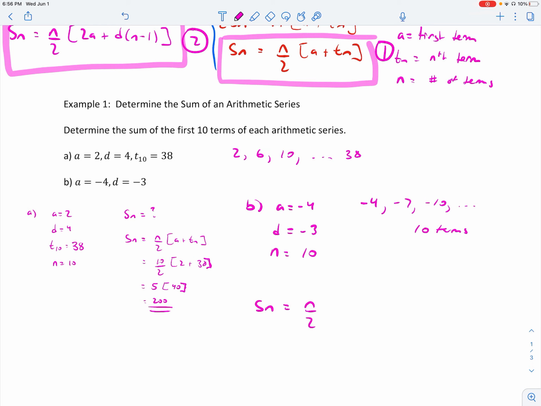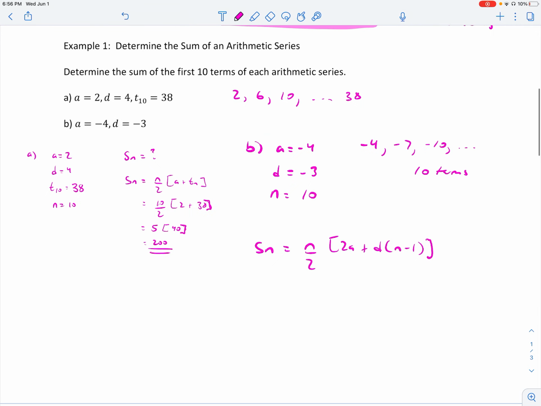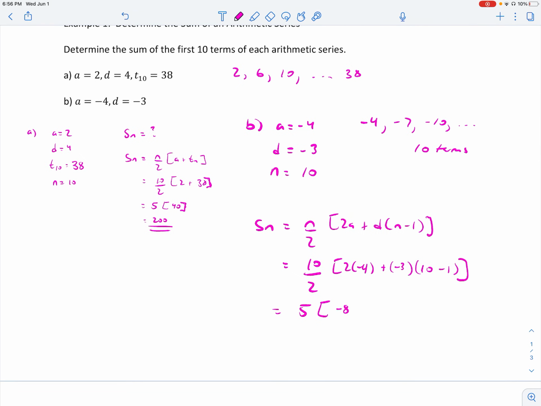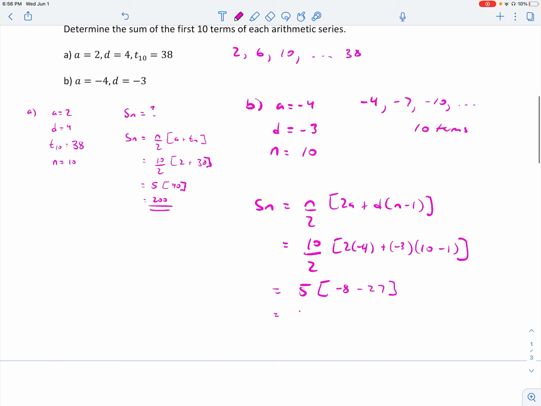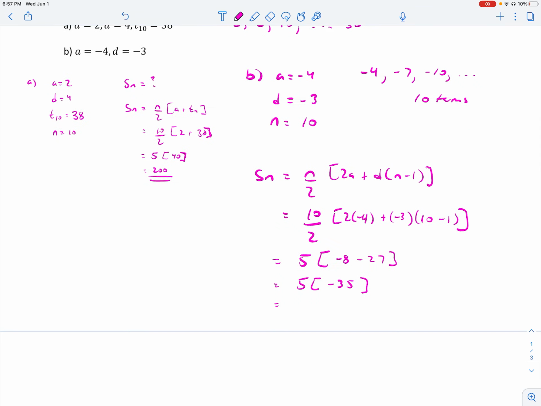So S of n equals n over 2, 2a plus d times n minus 1. So there's 10 terms. The first term was negative 4. The common difference is negative 3. And we have 10 minus 1. So that's going to be 5 times negative 8. And then we have negative 3 times 9, which is negative 27. So that's 5 times negative 35, which is negative 175.